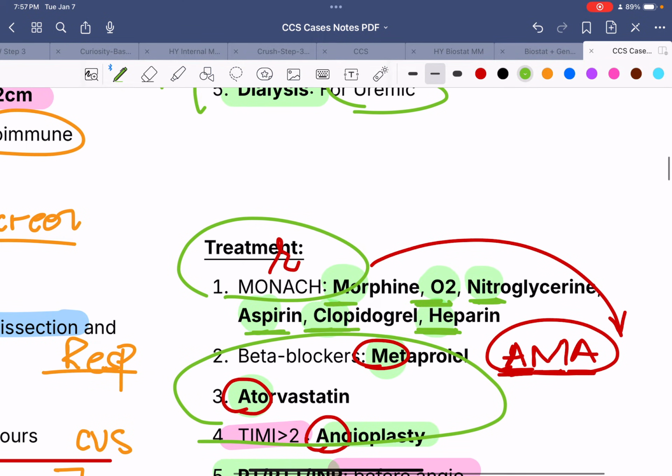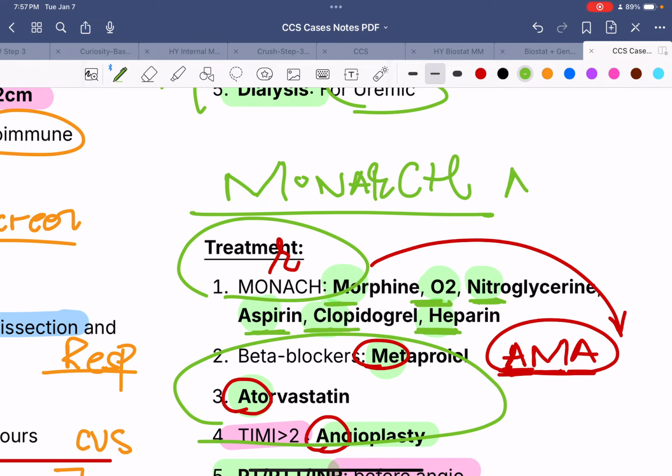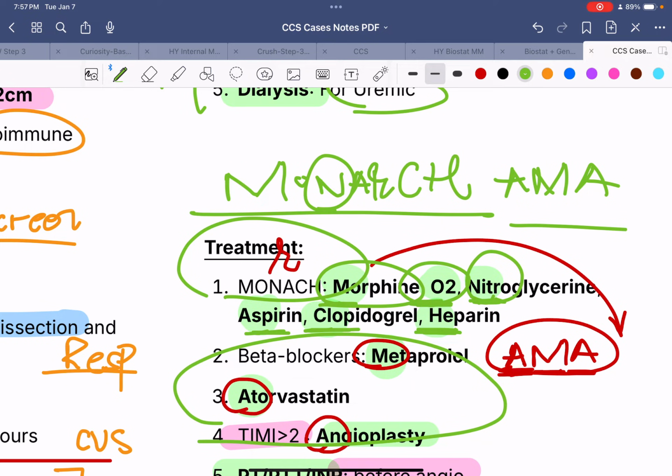I know it doesn't make a lot of sense, but since I am unable to recall everything that needs to be done, I use it. The R is actually small because R doesn't stand for anything, so it's Monarch and then AMA, Ask Me Anything. Let's go through it one by one. M, morphine, since the patient is in acute pain. Oxygen, since the patient might have low oxygen saturation, and of course you want to improve the oxygenation to the heart if the patient is having angina. For N, you have nitroglycerin. A is aspirin, C is clopidogrel, and H is heparin.